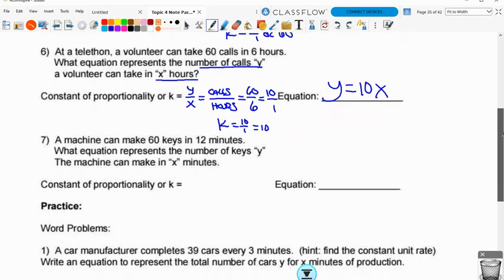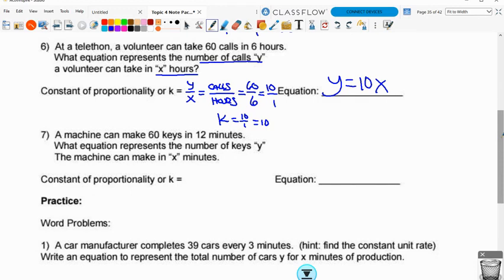Finally, in example number 7, a machine can make 60 keys in 12 minutes. Write an equation that finds the number of keys y that the machine can make in x minutes. So k equals y over x. In this case, that's the number of keys in the number of minutes. They told us here that the machine makes 60 keys in 12 minutes, and we need a unit rate to figure out how many keys can be made in 1 minute. Well, 12 divided by 12 is 1. 60 divided by 12 is 5.